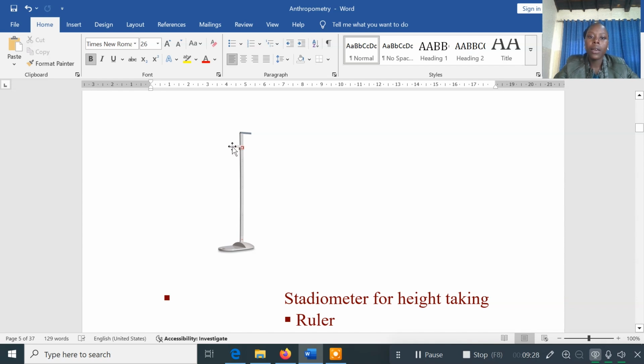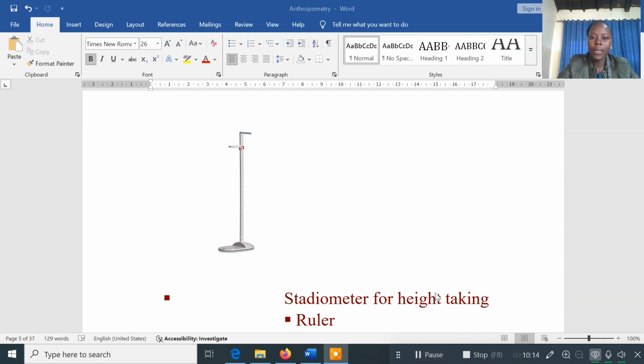Yes. We can also have a wall ruler. A wall ruler is simply drawn on the wall. If you're going to take the height of a patient, you make the patient stand close to that wall ruler, and then you have a ruler which you put on the client's head to read out his or her height at the wall. Okay.